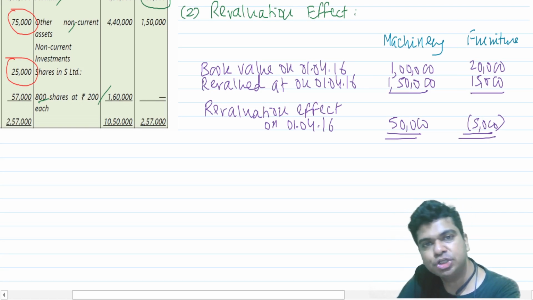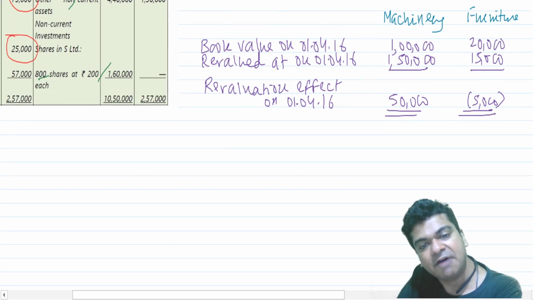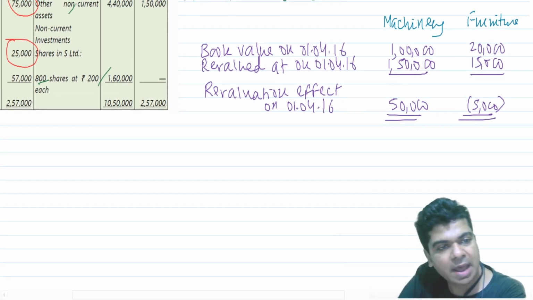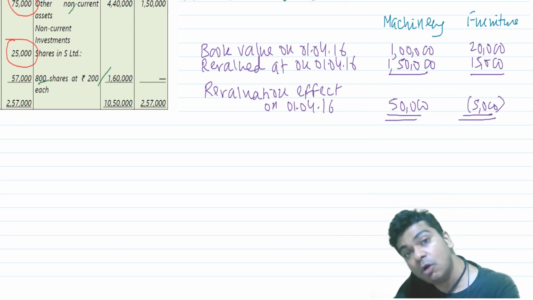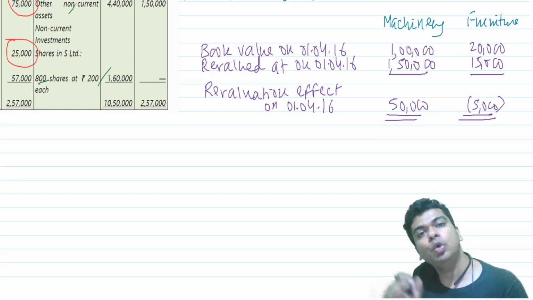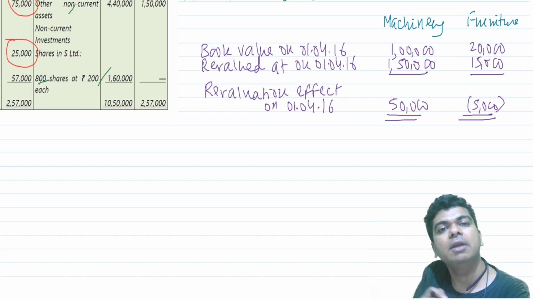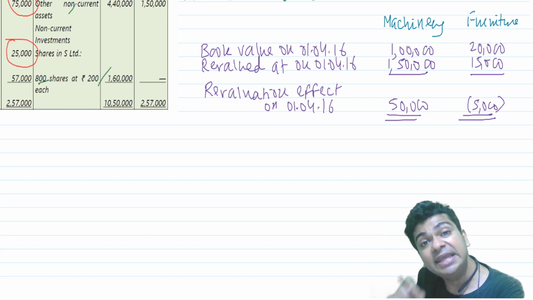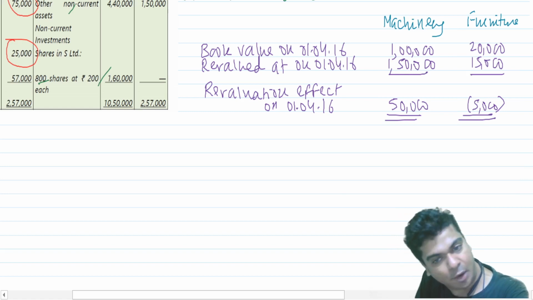So the value of the machinery has increased by 50,000. The value of the furniture has reduced by 5,000. But always remember one thing. If you have missed out the revaluation, then you have also missed out the depreciation. You must have continued to provide depreciation on the book values, but you should have rather provided depreciation on the revalued amounts. So the adjustment is still not completed.